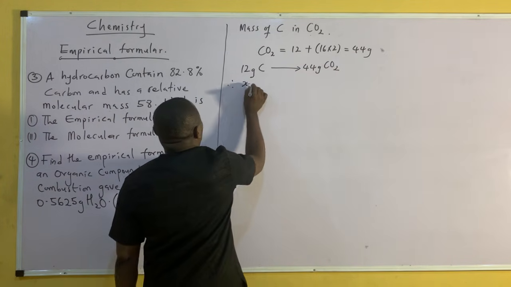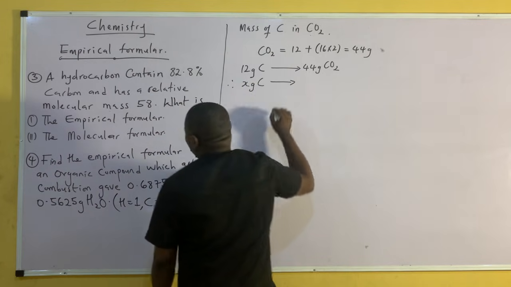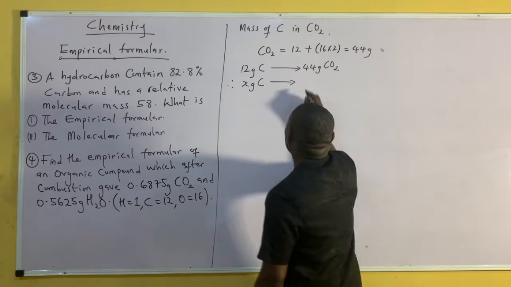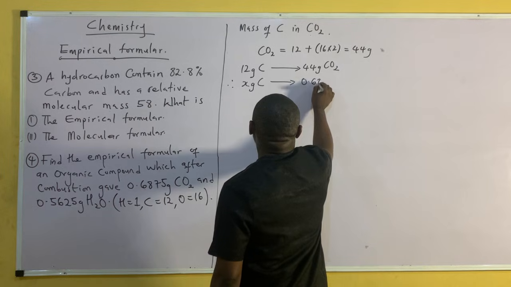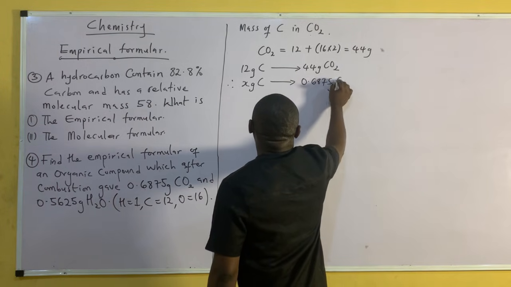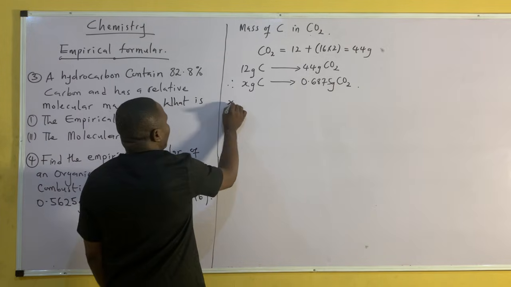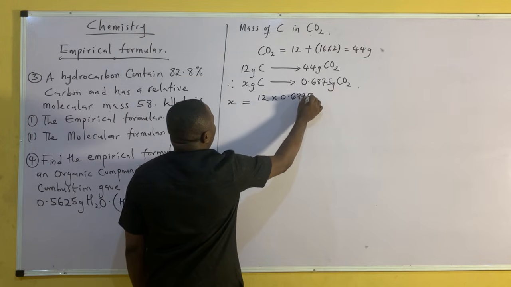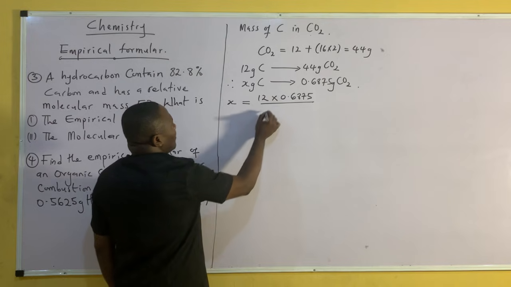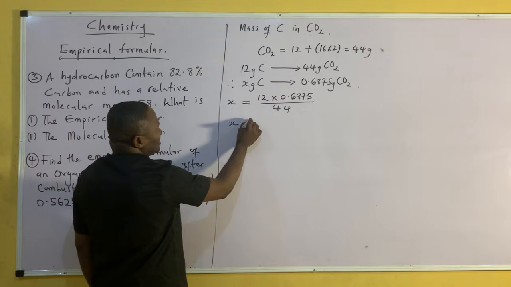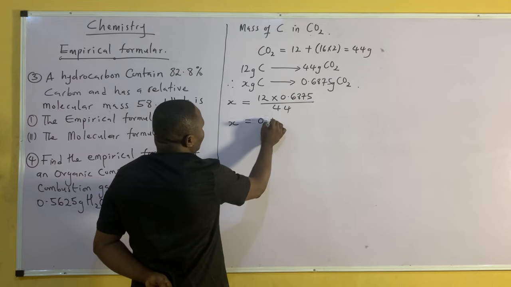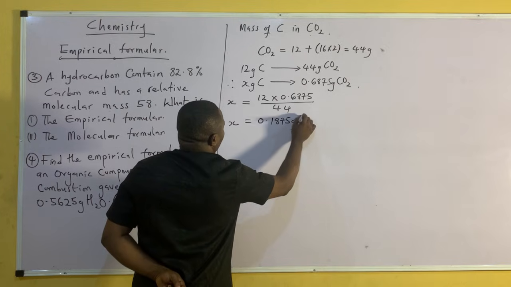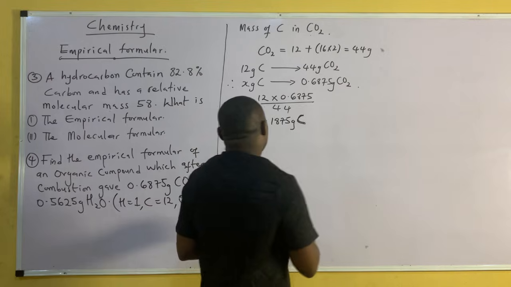Therefore, X gram of carbon will be present in 0.6875 grams of CO2. What will be my X? My X is equal to 12 times 0.6875 over 44. So my X will be equal to 0.1875 grams of carbon. So now I have the mass of carbon.